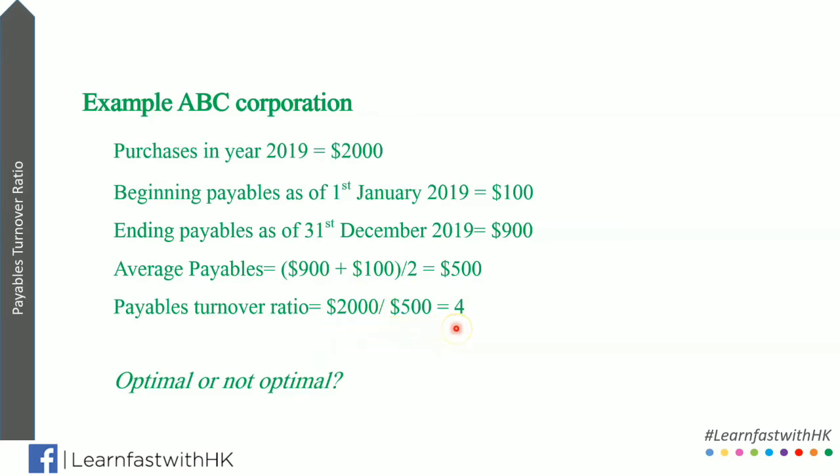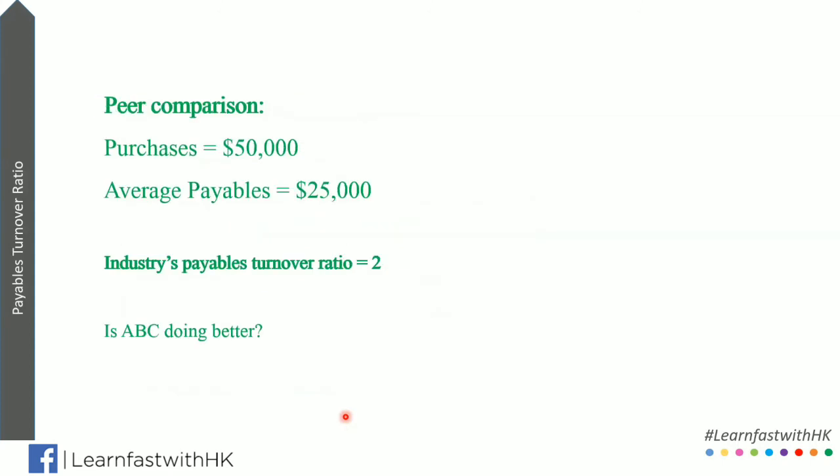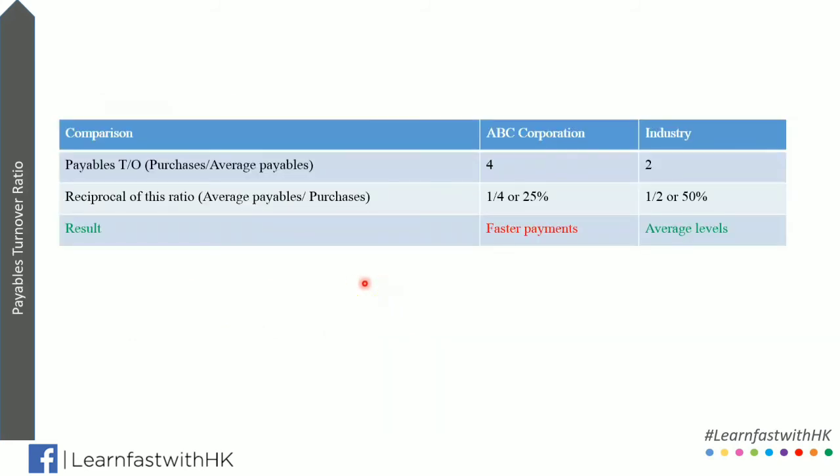It is difficult to say whether the ratio of 4 is optimal or not. The best way to conclude is by comparing it with the industry average. Let's suppose that the industry's payables turnover ratio is 2. The ratio of 4 is higher than 2. So does it mean that ABC Corporation is doing better? Well, not really. Let's understand it.